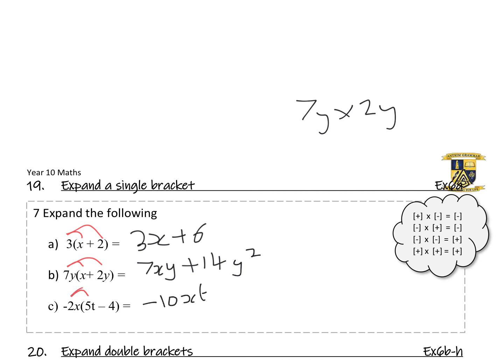Then we do minus 2x times minus 4. Well, minus 2 times minus 4 is positive 8. And then we have x, and there's no other letters, so it'll just stay as x.